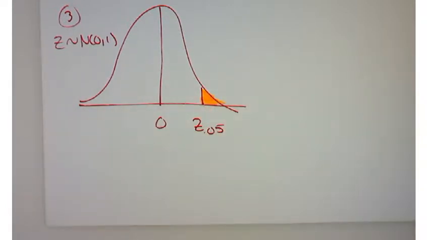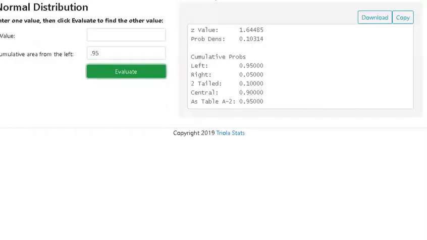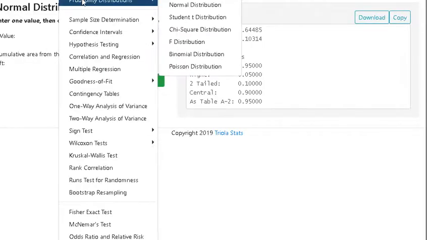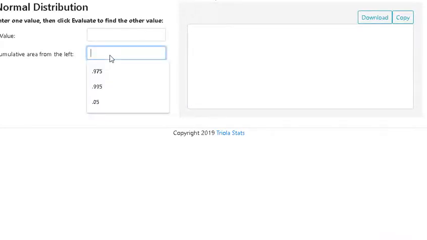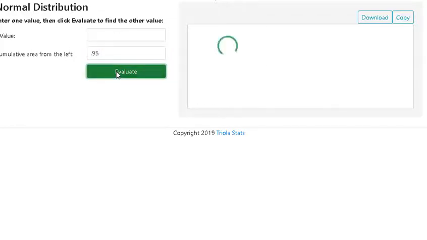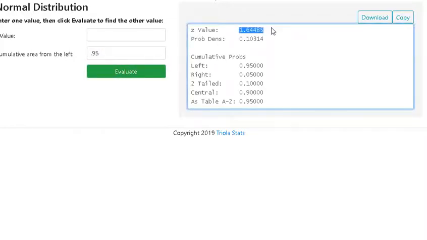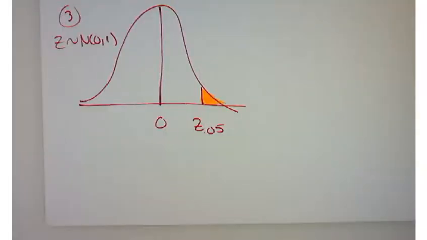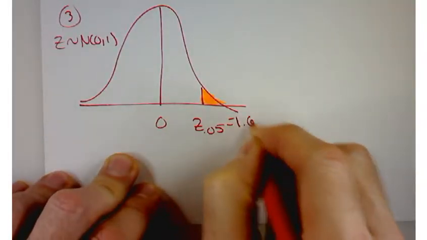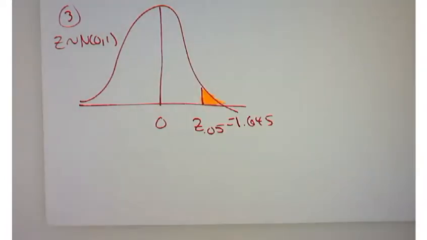You can do that with the inverse norm on your graphing calculator, or we can do it with Statistic and normal probability underneath the analysis menu. Probability distribution, normal distribution, and area to the left is going to be 0.95. So area to the left, and there we go, 1.64485, call it 1.645. So 1.645. That's going to separate a couple things for us.